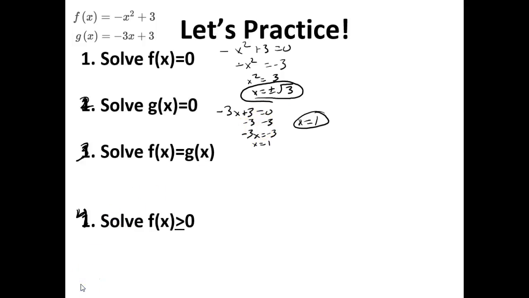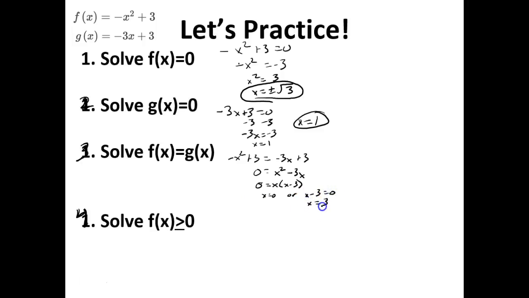Then, where f of x is equal to g of x, that's where negative x squared plus 3 is equal to negative 3x plus 3. If I get everything on one side, maybe I'll move all this over to there. So we're going to get 0 is equal to x squared minus 3x, subtracting 3 from both sides. So 0 is equal to x times x minus 3, so x is equal to 0, or x minus 3 can be equal to 0.